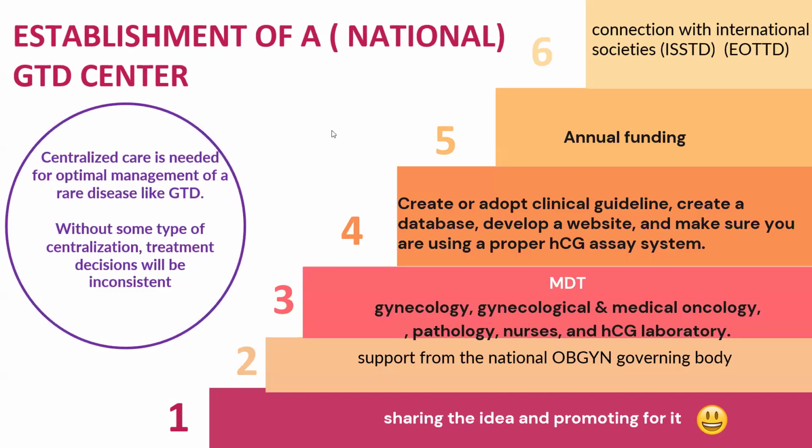Now, these are the steps for setting up the national center. I will start with step number 1, which is sharing the idea and promoting it. I will leave the rest of the steps to Dr. Basil to take action and then call me. Step number 2 would be support from a national OBGYN governing body. Step 3 would be making an MDT meeting. Step 4 would be to create or adopt clinical guidelines, create a database, develop a website, and make a proper HCG assay system. Number 5, we would need annual funding. And finally, we would need to establish connections with international societies like the EOTTD and the ISSTD.